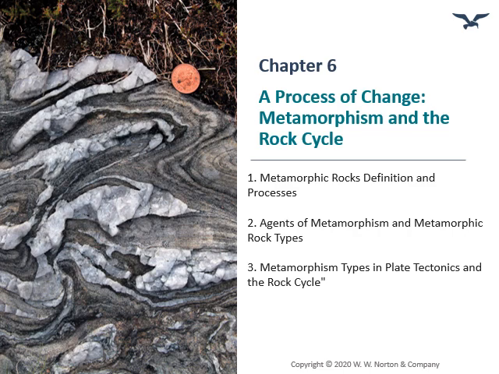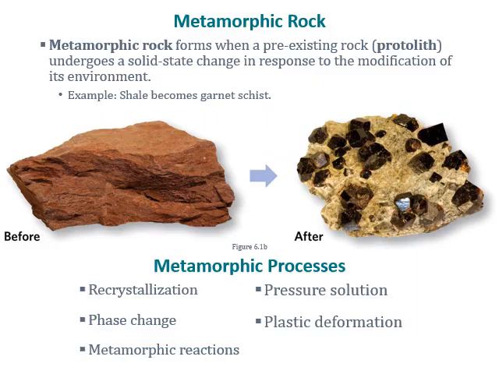On the left, you have a picture of a metamorphic rock called a gneiss that has interesting swirly bands of different minerals that have been recrystallized during metamorphism. First, we define what is a metamorphic rock. A metamorphic rock forms when a pre-existing rock, known as a protolith or a parent rock, undergoes a solid state change in response to modification of its environment. Solid state change means that the rock does not melt.